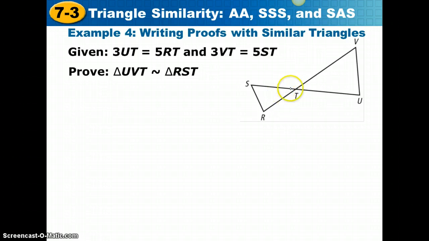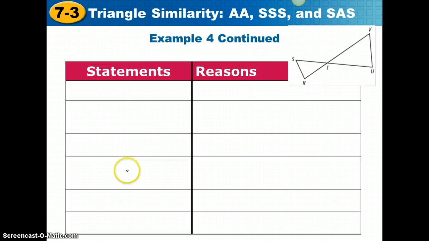And you'll notice that we have intersecting lines here, so these vertical angles are congruent. So I'm most likely going to use side angle side similarity to show that these are similar triangles. Let's take a look at what the proof should look like.